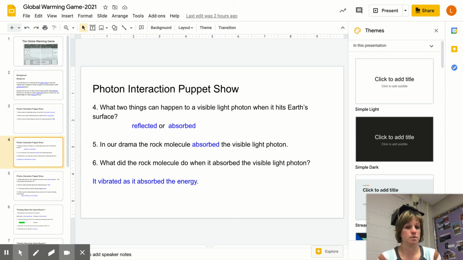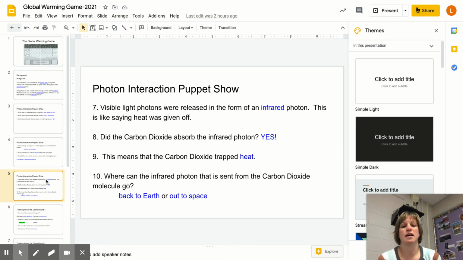Now, when the visible light photon hit Earth's surface here in blue, the visible light photon could be reflected or absorbed, but in our drama, the rock molecule definitely absorbed the photon, and we knew that it absorbed this energy because it vibrated. Vibrated would be the key word. And that wasn't me just being silly in this little puppet show. That's scientifically accurate. When molecules absorb energy from the sun, they vibrate. That's what happens for the energy absorption.